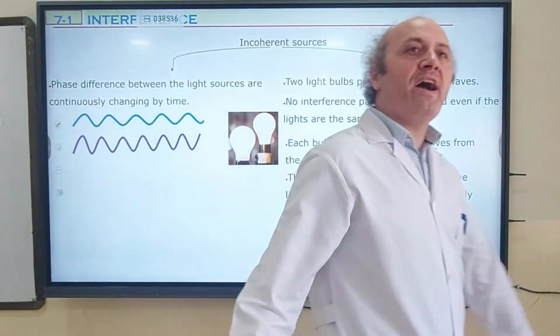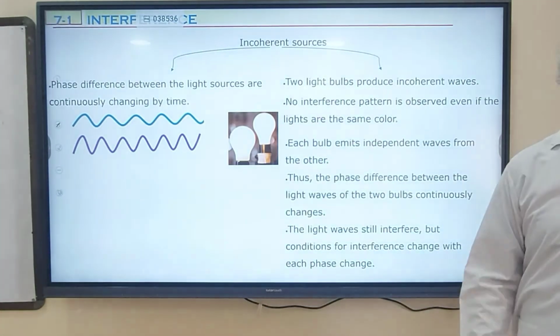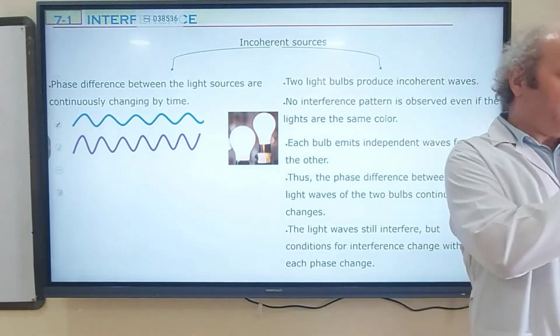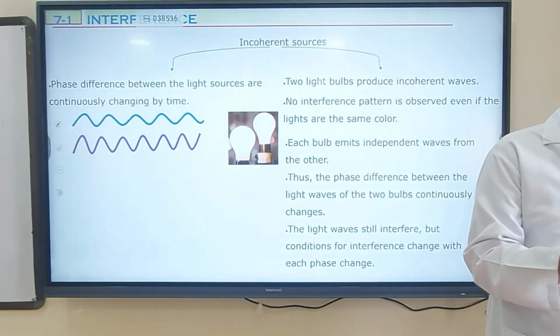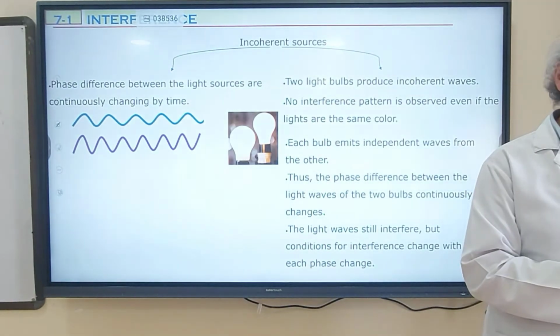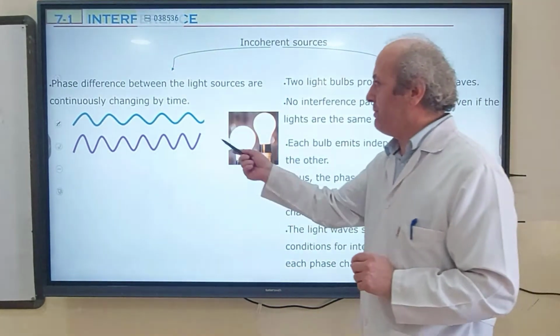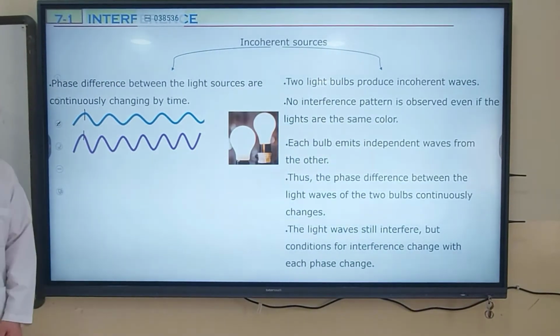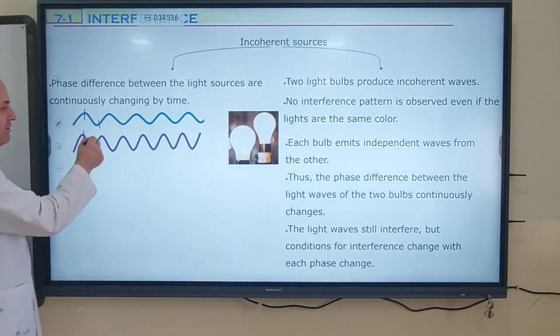Now we are going to define what incoherent light sources are. We know what coherency is. Always, the phase must be the same at all times between two waves. But if the phase changes with time, we say that these sources are not coherent. For example, look at it here. Are they in phase now? Yes. But now?